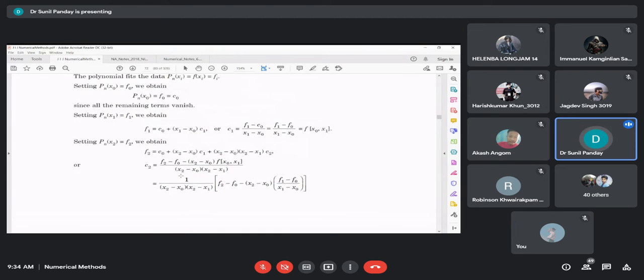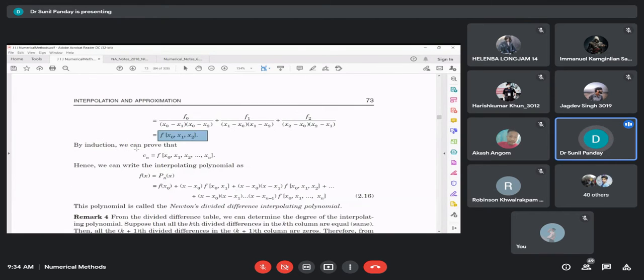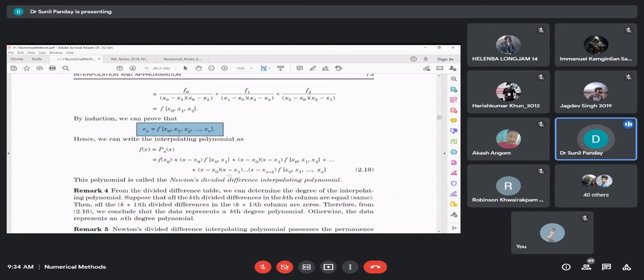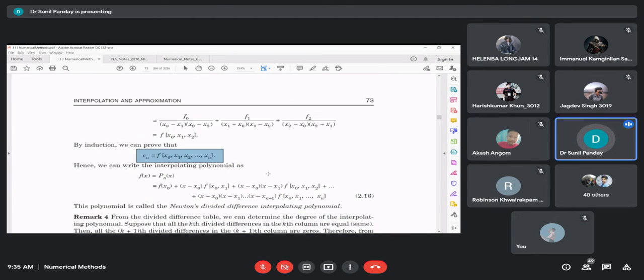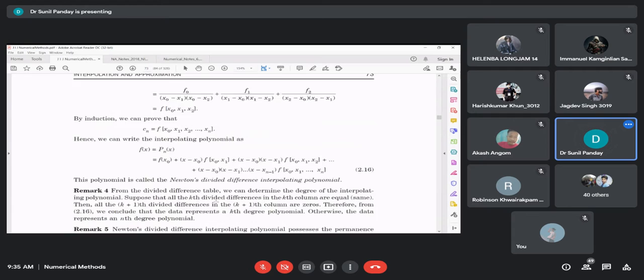So all the Ci can be calculated in terms of the divided difference. So Cn is the nth order divided difference of x naught, x1, x2, up to xn. And if you substitute all the values of C naught, C1, C2, up to Cn in equation 2.5, you will get your interpolating polynomial Pn of x.